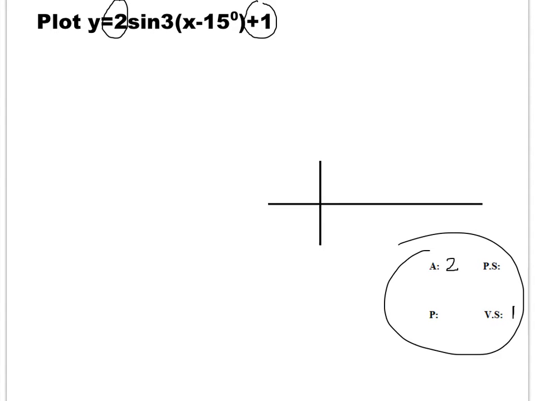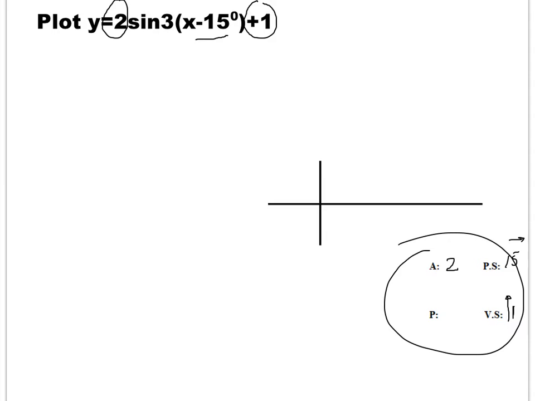The next one is the phase shift. For the phase shift, you look at the number inside the bracket with x, and you can see it's -15. But to find the phase shift, you flip the sign, so it's going to be 15 degrees to the right. So the phase shift is 15 degrees right. Vertical shift is 1 unit up. Now, the only thing I have to find is the period, P.